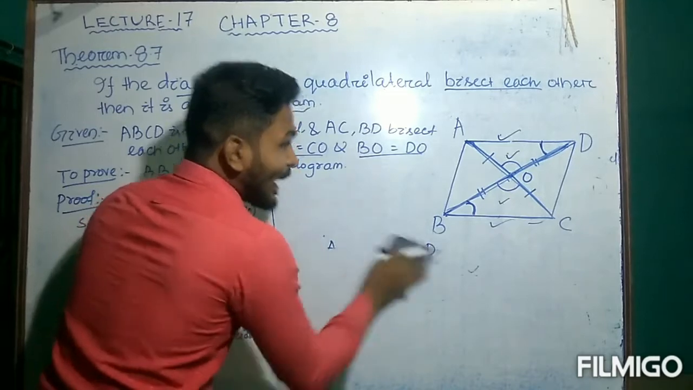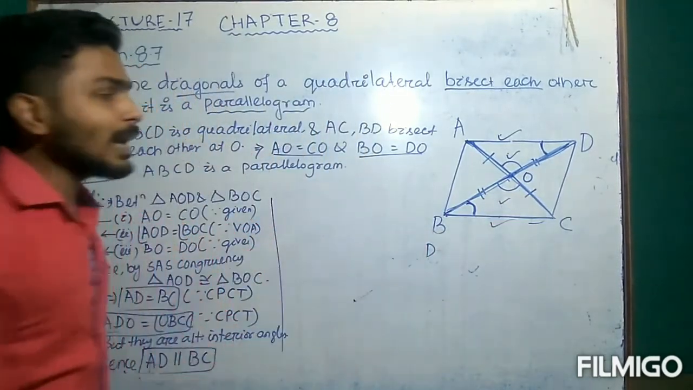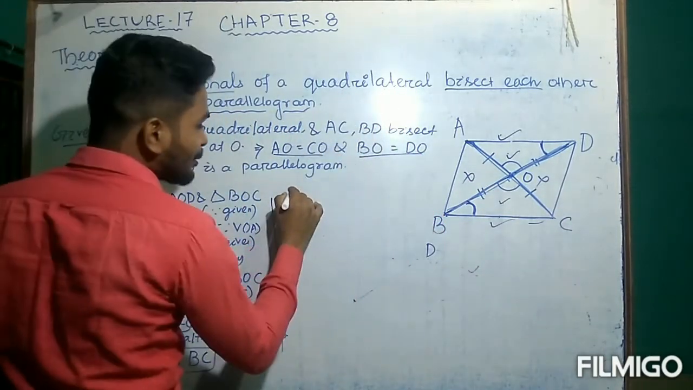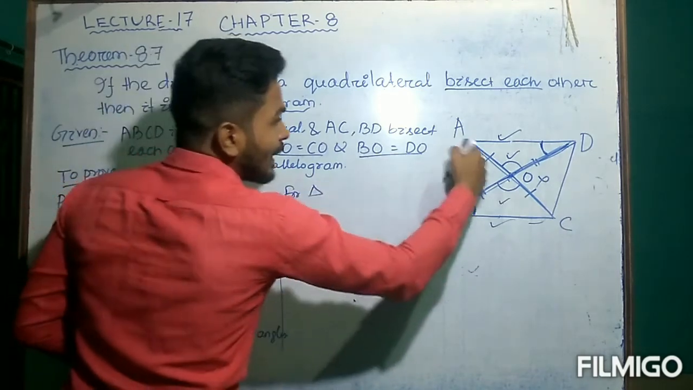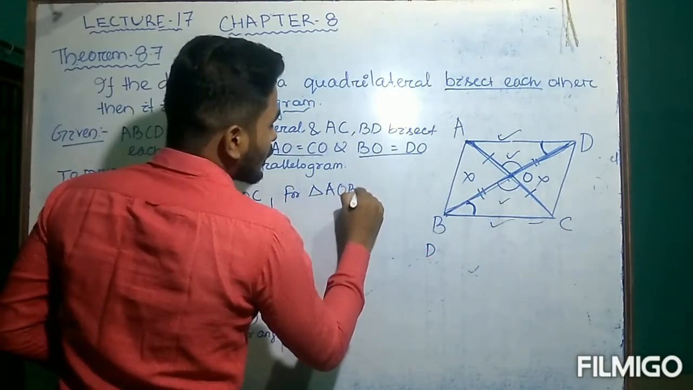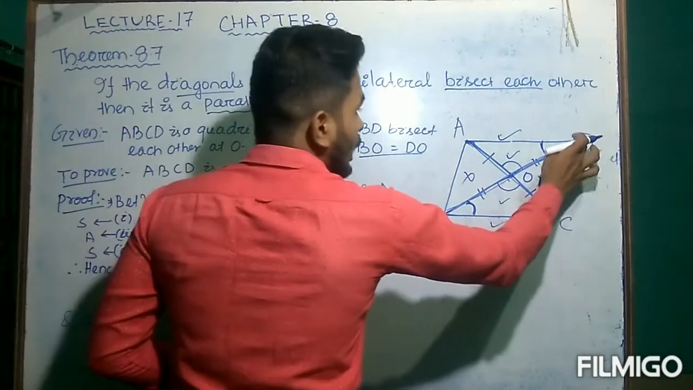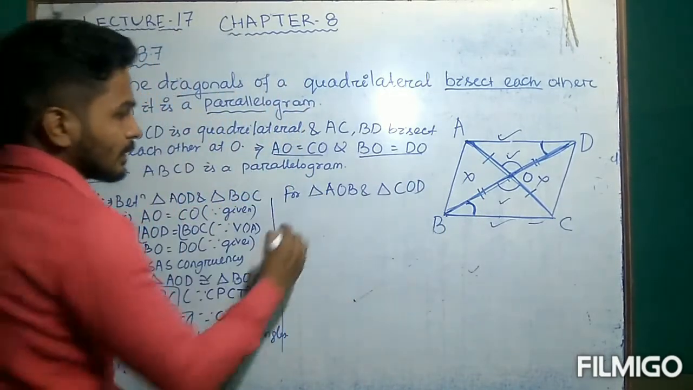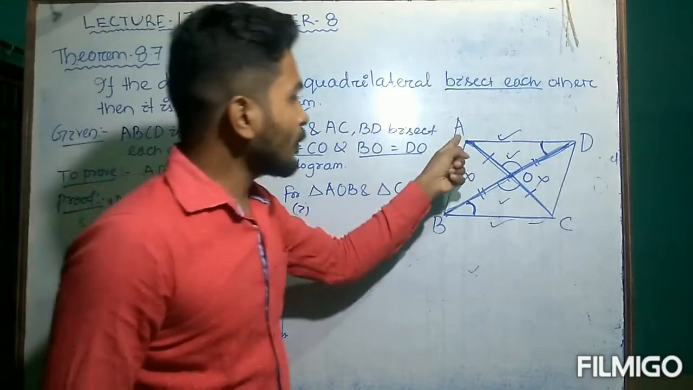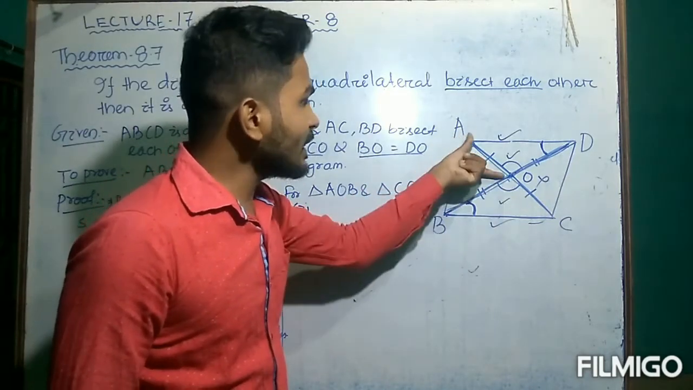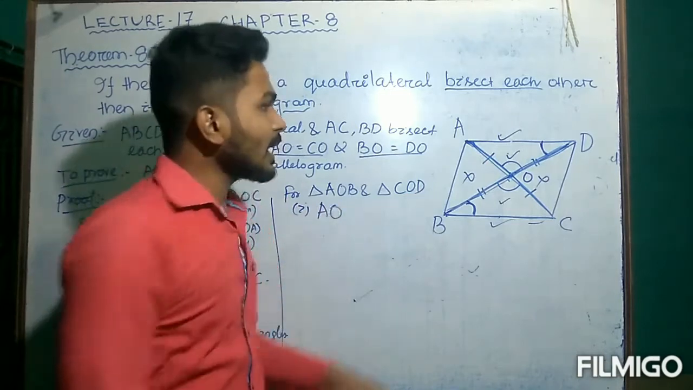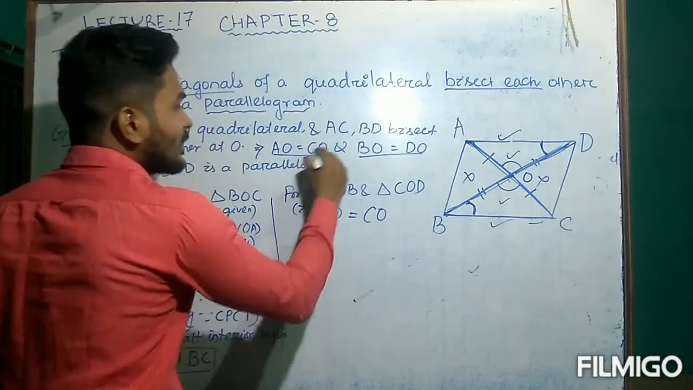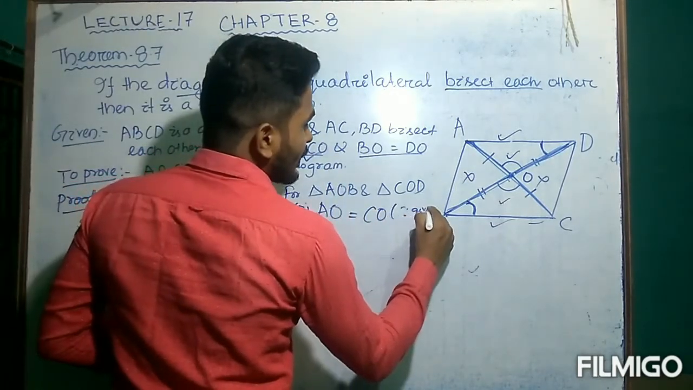Okay. So in order to prove AB and DC are parallel and equal, we have to take another two triangles, this triangle and this triangle. So for triangle AOB and triangle COD, we will compare these two triangles. First, for triangle AOB, this side AO, and for triangle COD, this side CO, are equal. It is already given.